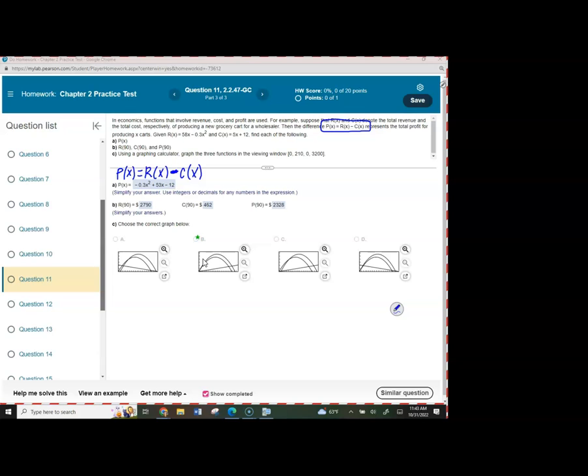Okay? The next part is just plugging it in. So like this is saying plug 90 into function R. You just type it in and see what you get. 90 in function C, 90 in function P.